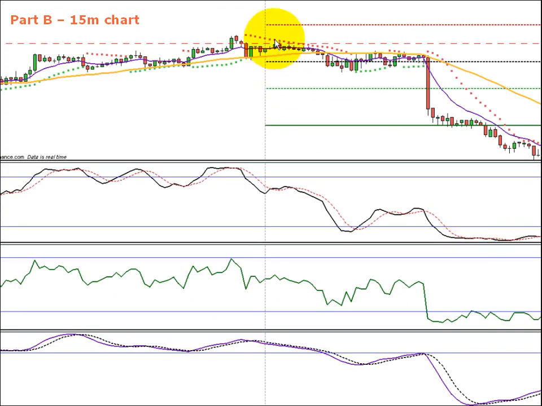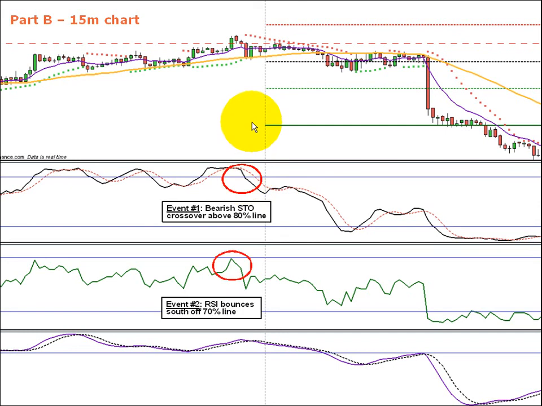Here is a 15-minute chart. And this price action coming into a new session, this vertical line demarks the start of a new 24-hour period. We can see a couple things. Event number 1 was the stochastics percent K line penetrated the percent D line above its 80% overbought boundary. That was a bearish signal. We had RSI bouncing south off the 70% line.